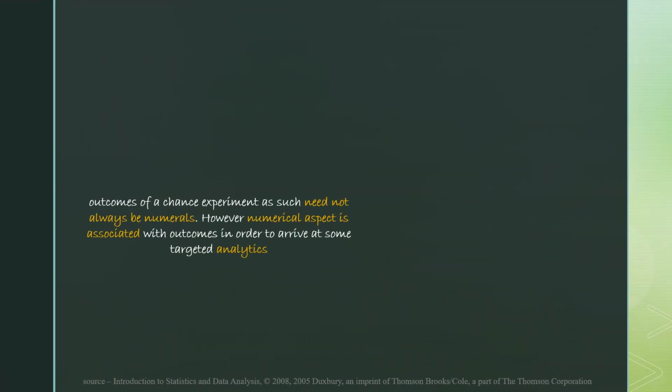Outcomes of a chance experiment as such need not always be numerals. However, a numerical aspect is associated with outcomes in order to arrive at some targeted analytics. Let's understand this with an example.